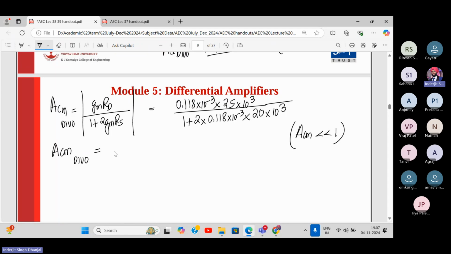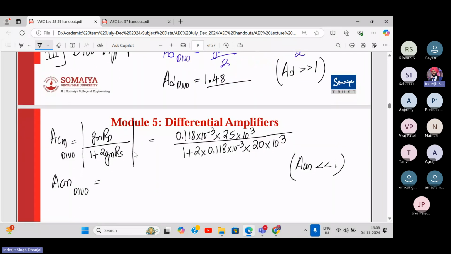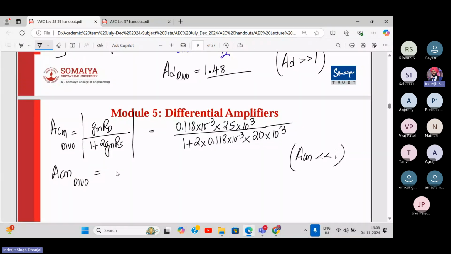Yes, students. What's the final answer? Let me know. I get something wrong. 0.515. Yeah, that's correct. Now remember, we have also used the approximate formula. This is the exact formula.